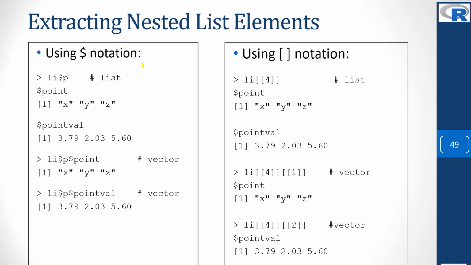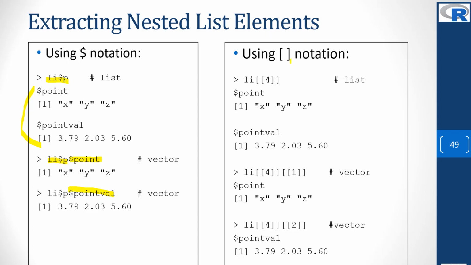We can extract the elements from that nested list using the $. Here's the full list that's an element of our original list, and you can see it's basically the same list that we created. If we want to get at the individual elements of that sublist, we can use the $. So li is our variable, $P is the element we want to extract, and then we want to dig down one level further and get the point vector from that list, or get the point val vector from that list.